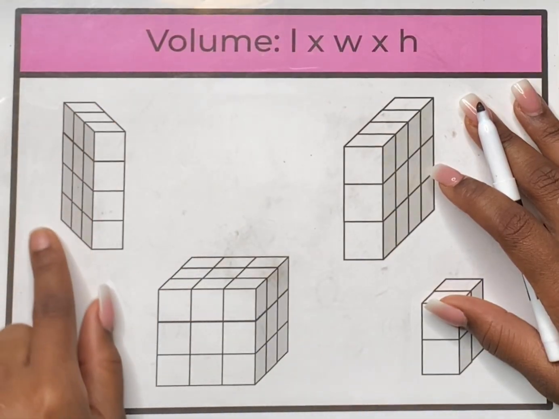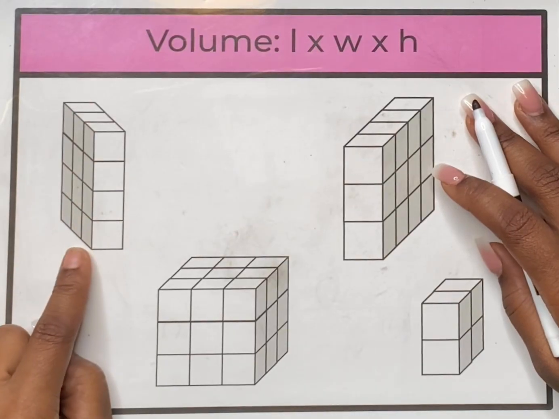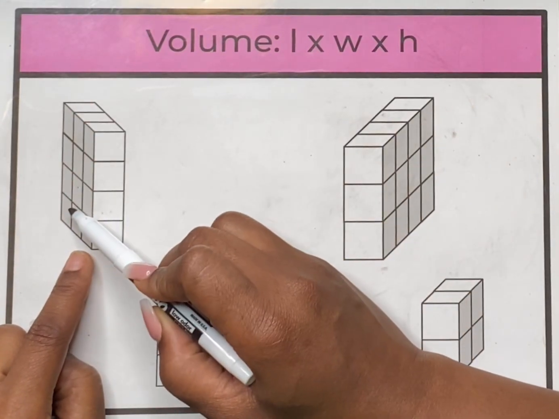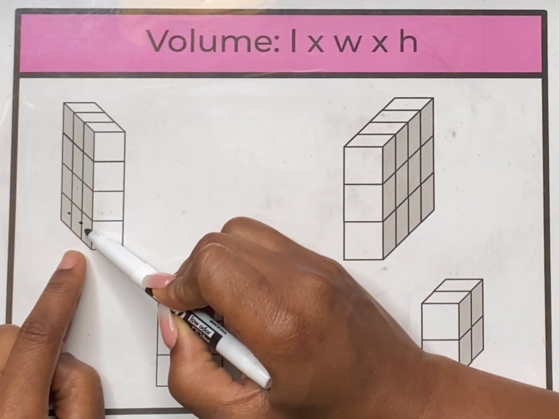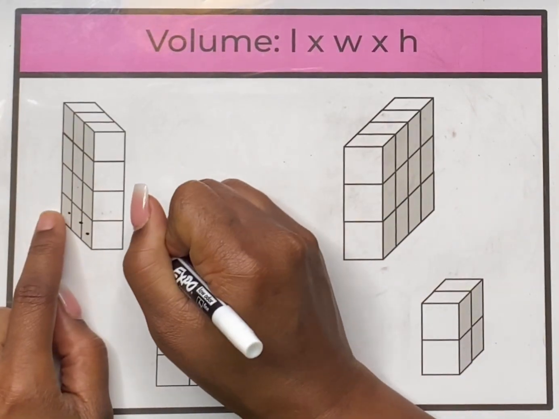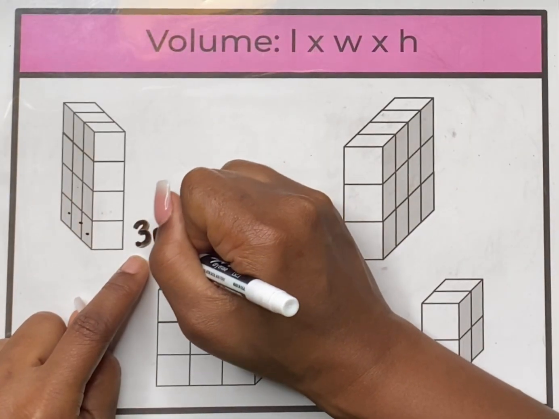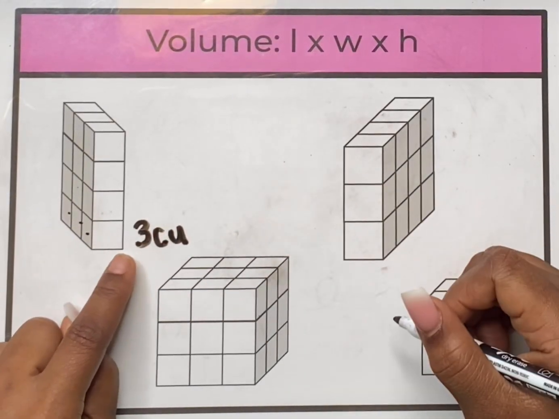Today we're going to find the volume using length times width times height, or you can use base times height. We're going to take this first example and we're going to count each cube in this bottom layer. And we have 3 cubic units.